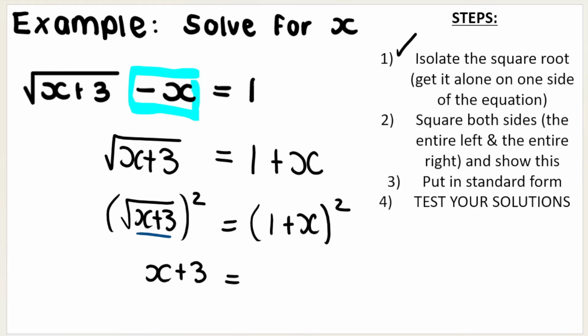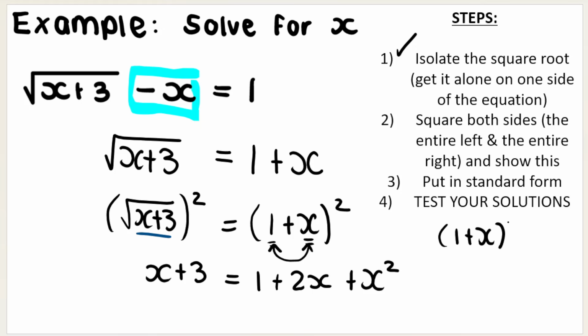And then on the right hand side, we are squaring a binomial. I've done a video on a shortcut for squaring a binomial. You square the first term, you square the last term, you multiply these two together, so 1 times x is 1x, and you times it by 2. So like that.